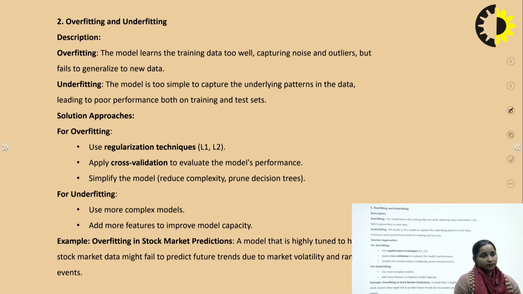And underfitting, the model is too simple to capture the underlying patterns in the data, leading to poor performance both in training as well as in test sets. So what is the solution for overfitting?